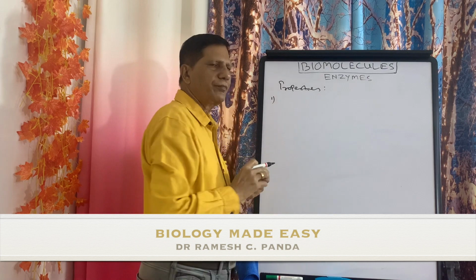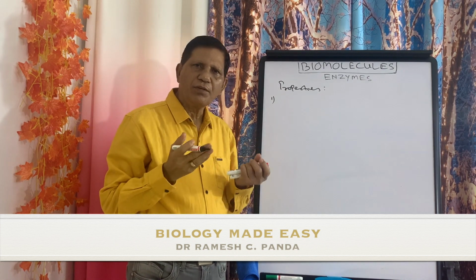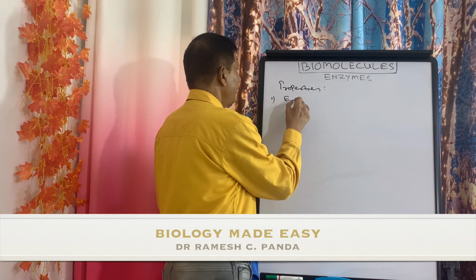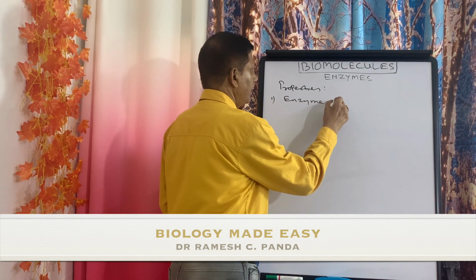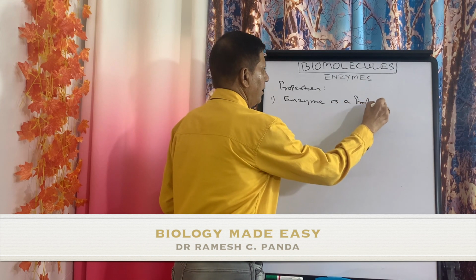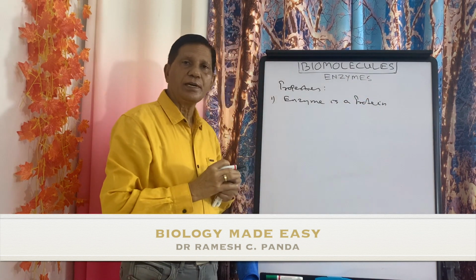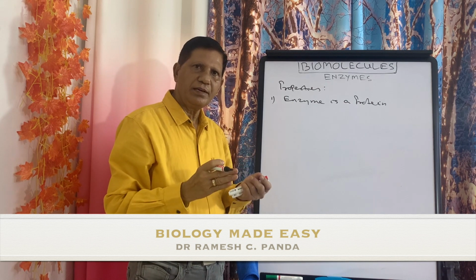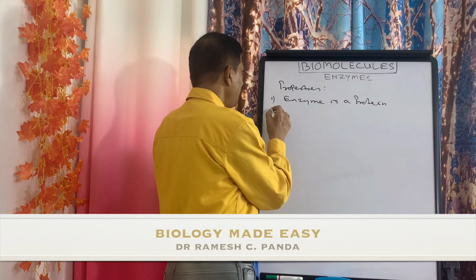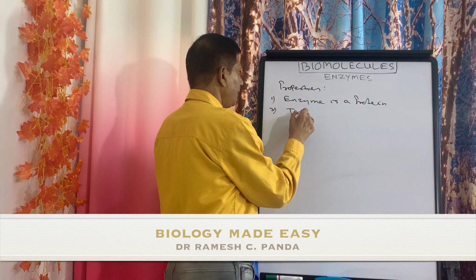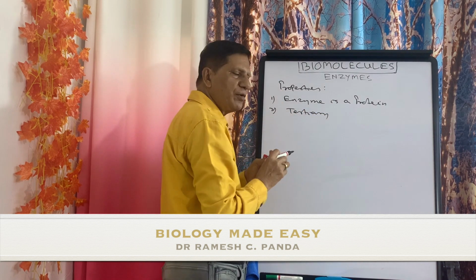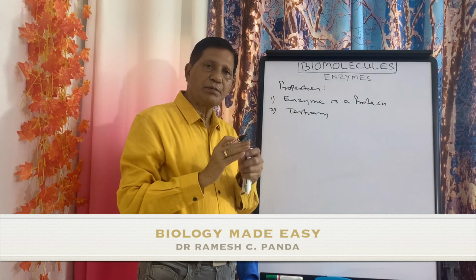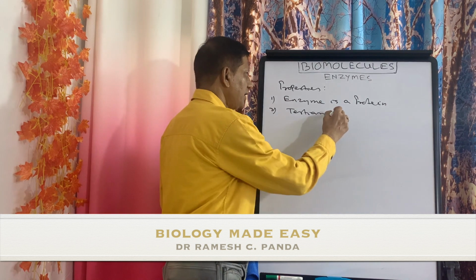Now, number one, what is the nature of an enzyme? Enzyme is a protein, but what type of protein is it? We have classified them as primary, secondary, tertiary and quaternary. So what type of protein? It is usually a tertiary protein, because only the tertiary proteins have a three-dimensional structure, so they are functional, and the examples of tertiary proteins are enzymes. So these are tertiary proteins.